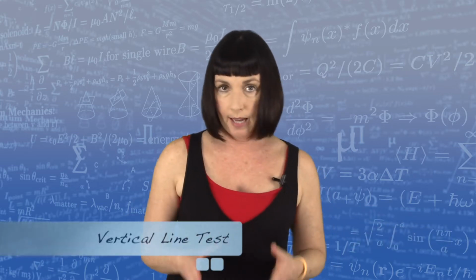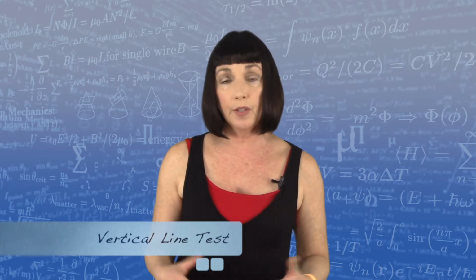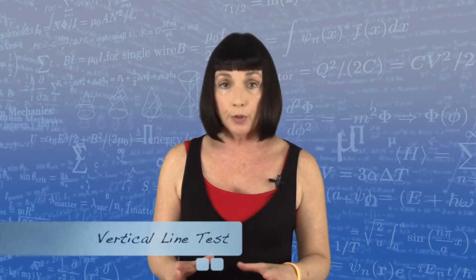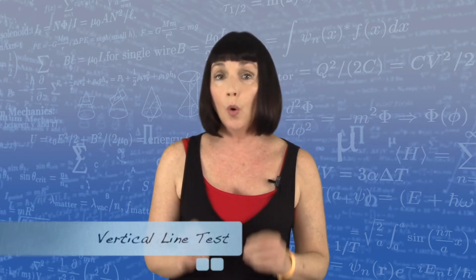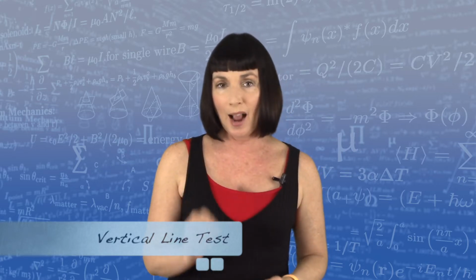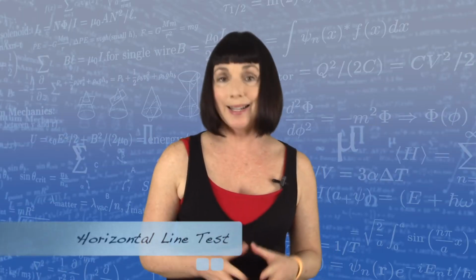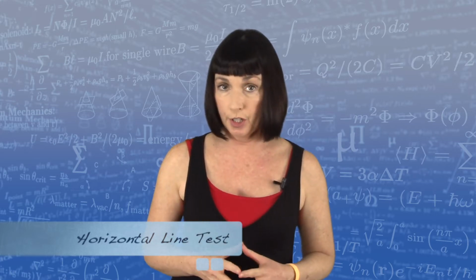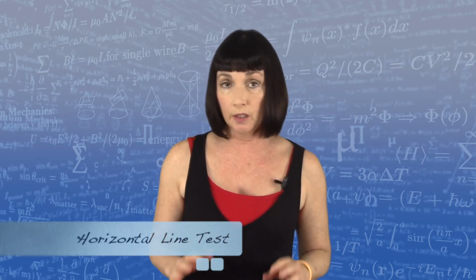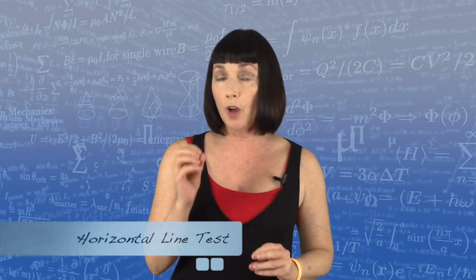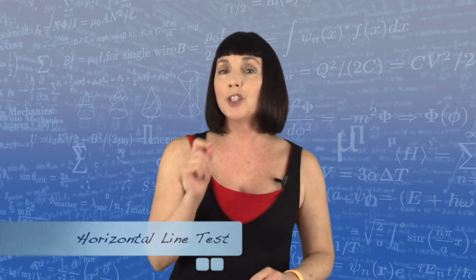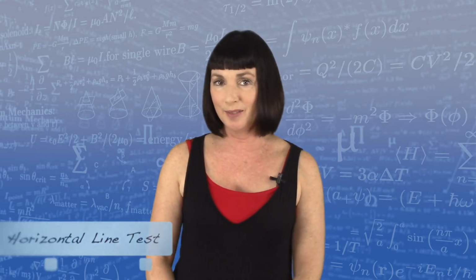The vertical line test tells us if our graph is the graph of a function. If any vertical line drawn through the graph intersects the graph only one time, then the graph is the graph of a function. The horizontal line test tells us if the graph of a function is also a one-to-one function. If any horizontal line drawn through the graph of a function intersects the graph only one time, then it's the graph of a one-to-one function.